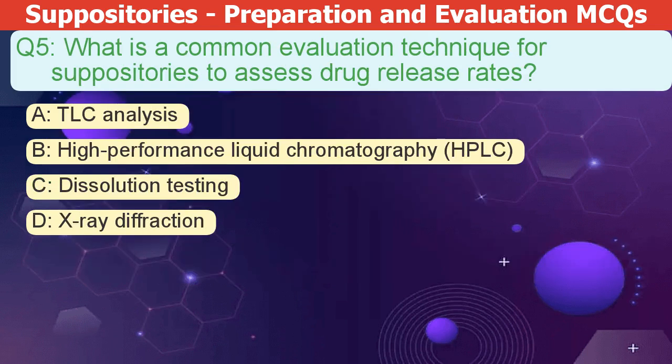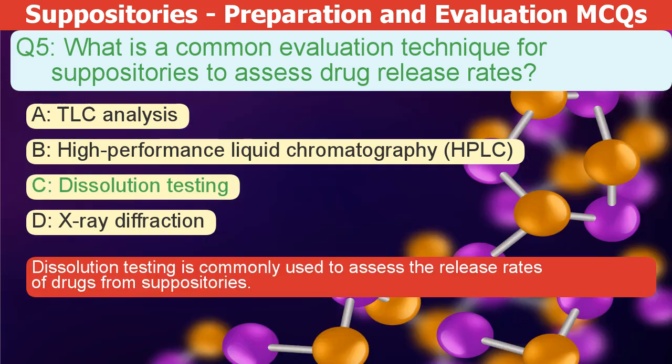What is a common evaluation technique for suppositories to assess drug release rates? A. TLC analysis. B. High-performance liquid chromatography, HPLC. C. Dissolution testing. D. X-ray diffraction. The correct answer is C. Dissolution testing is commonly used to assess the release rates of drugs from suppositories.